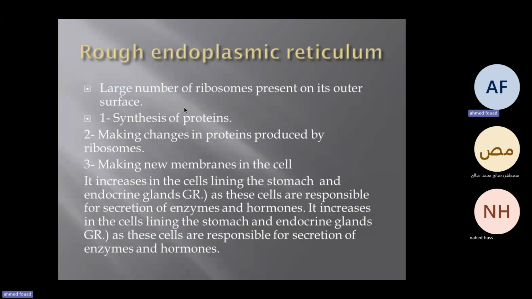ده معناها ان بلاقيها موجوده فين؟ abundant فين؟ في السيل اوف ستومك، سيل اوف small intestine، الجلاندولار سيلز. ليه؟ لان السيلز دي اللي بتاعت الستومك سكريتس الانزيمز زي البيبسين انزيم، والسمول intestines also secrete some other enzymes. كمان موجوده في الجلاندولار سيلز، السيلز اوف جلاند ذات الاندوكراين جلاند اللي هي بتسكريت الهرمونز.